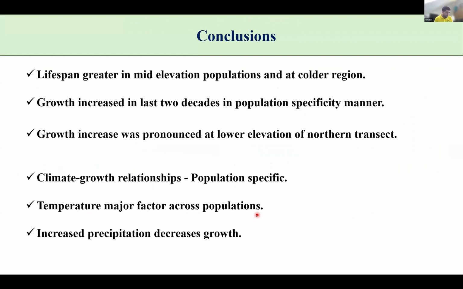relationships were population specific. Temperature was the major factor across populations, and increasing minimum temperature mostly led to increased growth. Precipitation also played a role, but increasing precipitation is not helping this species; it is decreasing its growth.